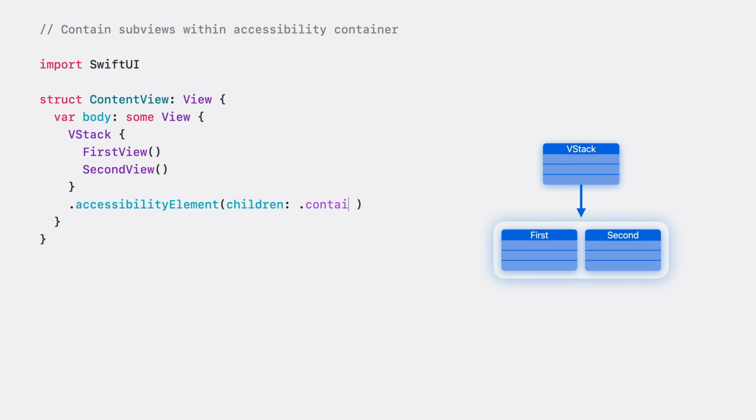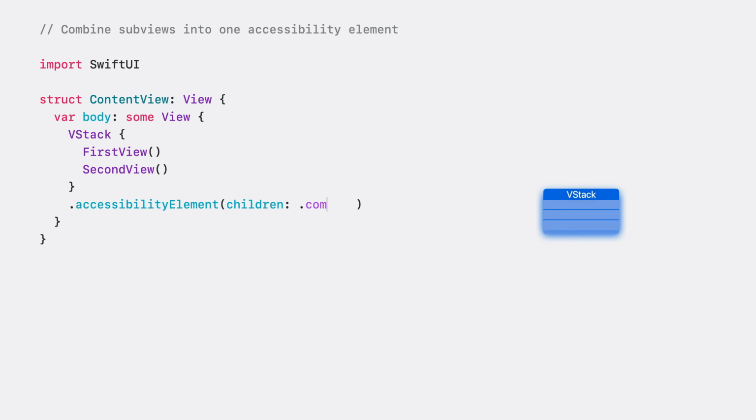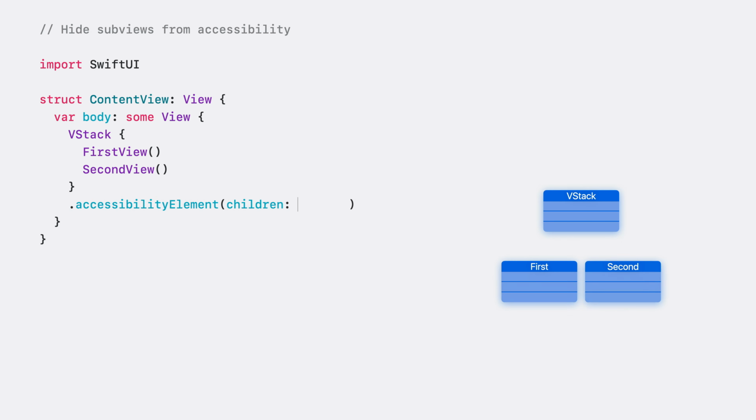Contain will represent the view as an accessibility container where the subviews are the accessibility elements within it. Combine will represent the view and its subviews as one accessibility element that merges all their attributes and actions together. Ignore will represent the view as one accessibility element that completely ignores the subviews.